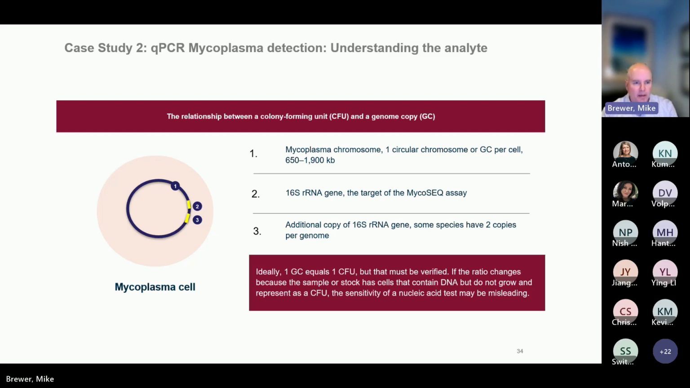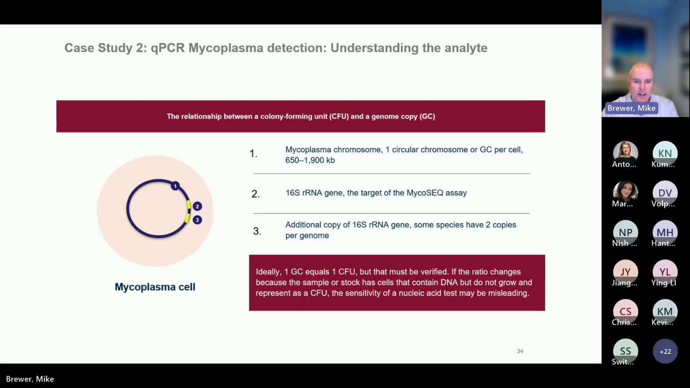And what's interesting about Mycoplasma is some species have one copy of this target gene, other species have two copies. That's important only in that for the species with two copies of the target gene, you get a little bit increased sensitivity for those species at the genome copy level. But ideally, when you're using live Mycoplasma stocks, you should have stocks where one genome copy equals one CFU. But that should be verified, and I'll show you some data on how that can be done.